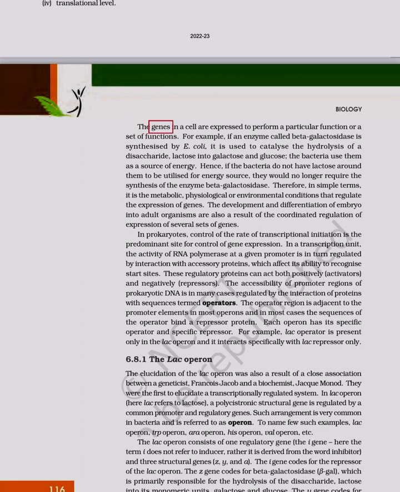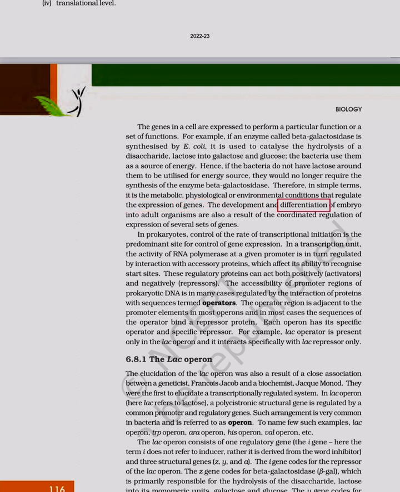The genes in a cell are expressed to perform a particular function or a set of functions. For example, if an enzyme called beta-galactosidase is synthesized by E. coli, it is used to catalyze the hydrolysis of a disaccharide, lactose, into galactose and glucose. The bacteria use them as a source of energy. Hence, if the bacteria do not have lactose around them to be utilized for energy source, they would no longer require the synthesis of the enzyme beta-galactosidase. Therefore, in simple terms, it is the metabolic, physiological or environmental conditions that regulate the expression of genes.